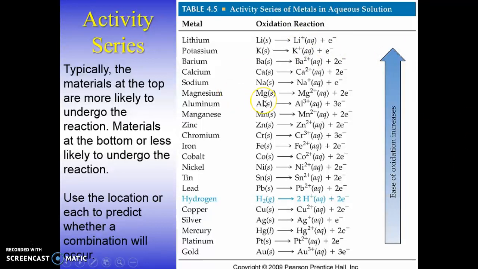So now it's not that everything at the top oxidizes fast and everything at the bottom oxidizes slow. It's a matter of ranking. Where are they? So lithium is going to lose its electrons more readily than potassium will.